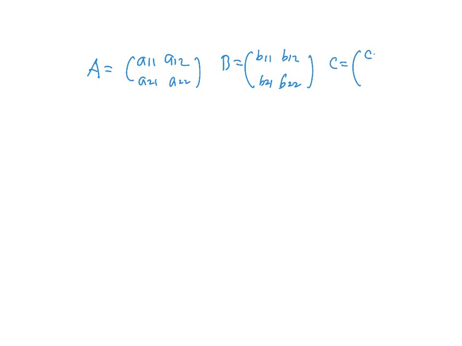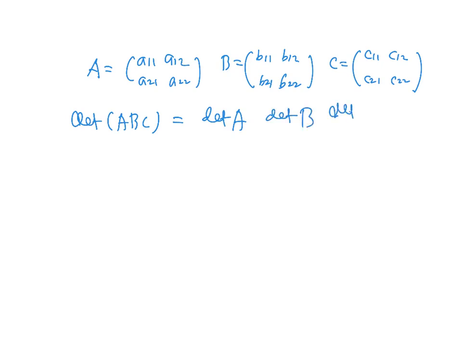And it can be extended to, say, A, B, C. Then the determinant of ABC is the determinant of A, determinant of B, determinant of C. So they can be very easily proved, and I will give it to you as homework.